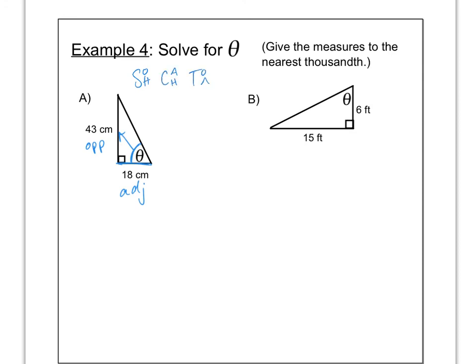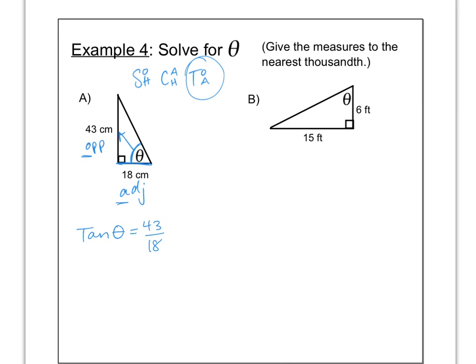And you have to pick one of these ratios, and you want to pick the one with opposite and adjacent in it. Opposite and adjacent go with TOA. So you should write tangent theta equals opposite over adjacent. And there's your equation, and now you solve the equation.